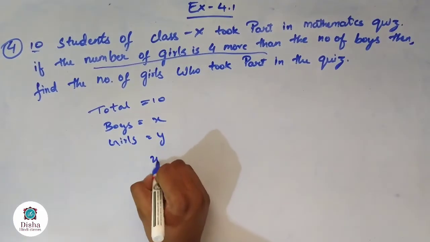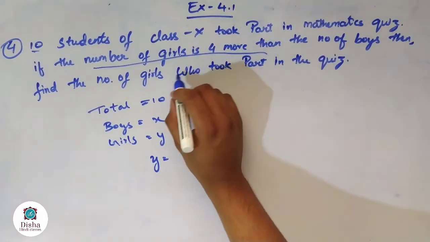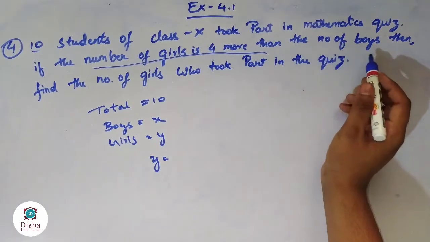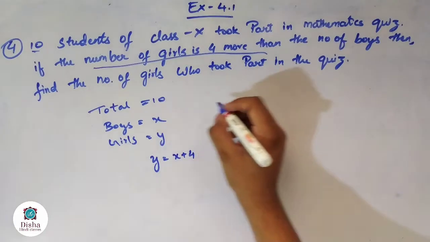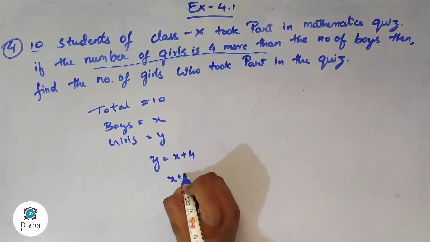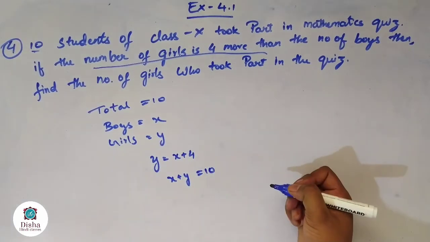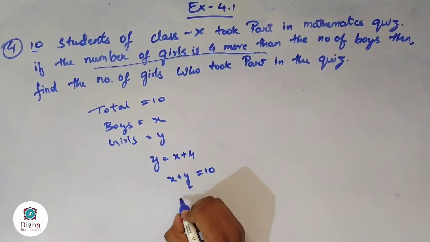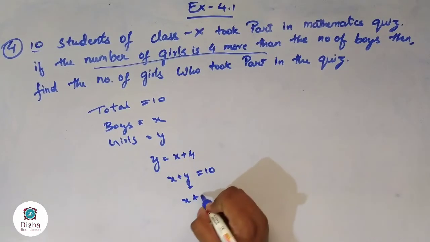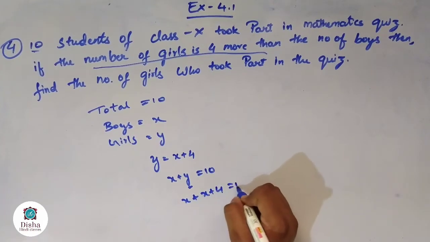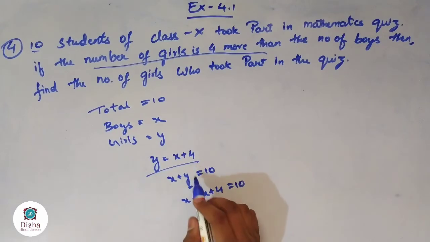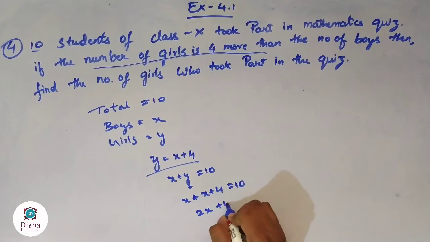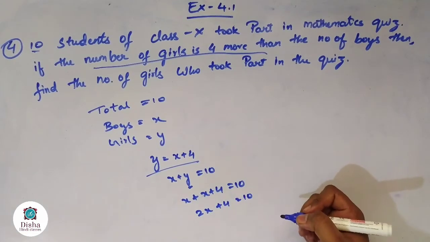Y. So what are Y equals to? Girls, how many are there? Number of girls is 4 more than the boys, so X plus 4. So now here total we have X plus Y equals to 10. So here in the place of Y we will substitute X plus 4. So X plus 4 equals to 10, right? This Y equals to X plus 4. That's why we are substituting X plus 4 in the place of Y. So X plus X, 2X plus 4 equals to 10.